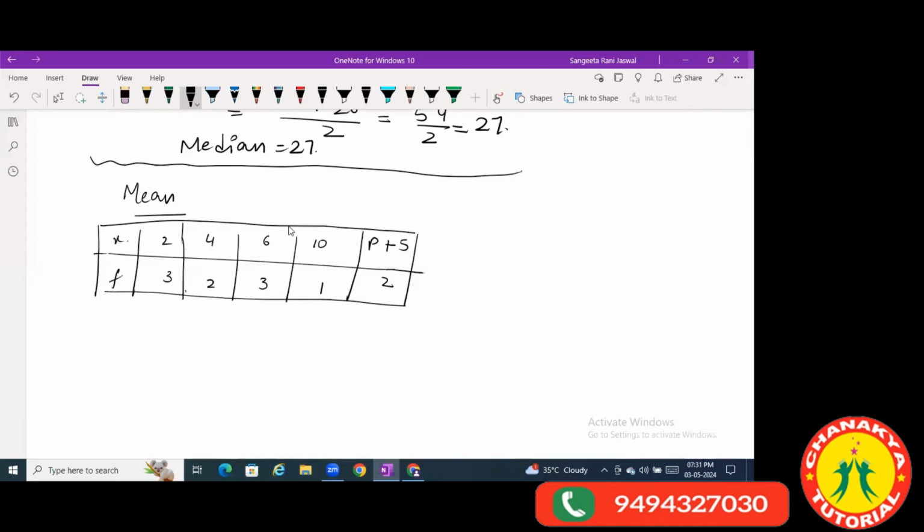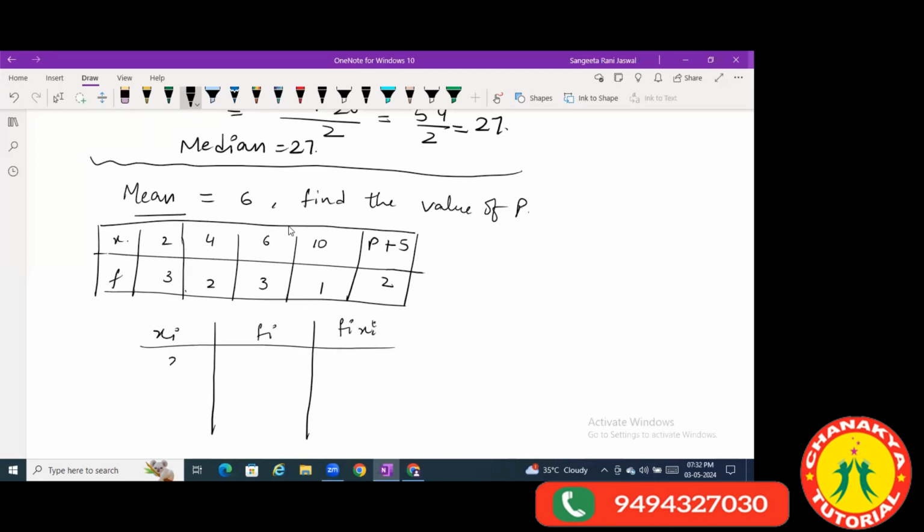Now see here. The question is, if the mean of the following data is given to you as 6, then find the value of P. So you have to find the unknown value here. What will you do first? You will first arrange the data in tabular form like this: Xi, Fi, and the sum of observations, that is Fi into Xi, and then you will add them up. Okay, let's write down this 2, 4, 6. One second.